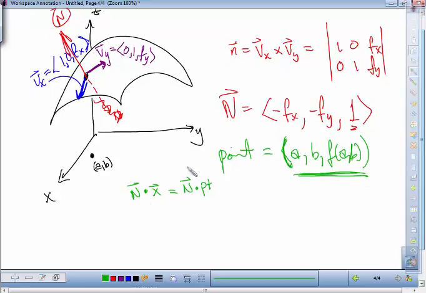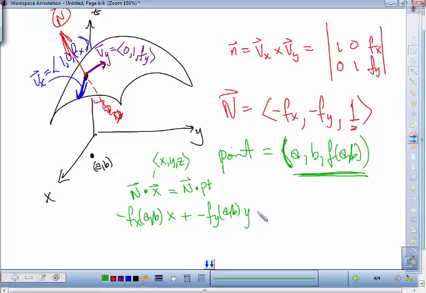And so if we dot this, our n is negative fx, negative fy, 1. The x vector is x comma y comma z variables. So when I dot this, it'll be negative fx times x plus negative fy times y plus 1 times z is equal to, now we have to dot this thing.